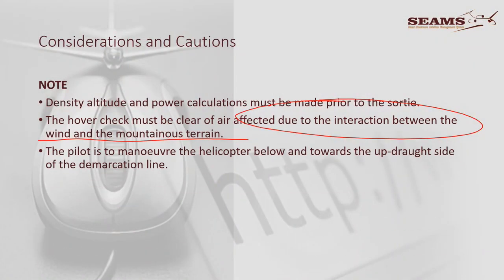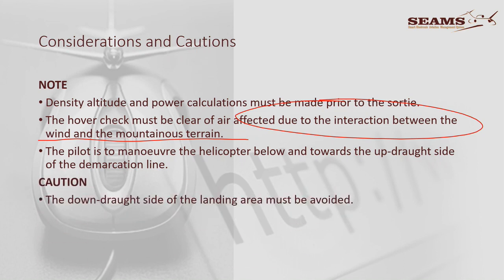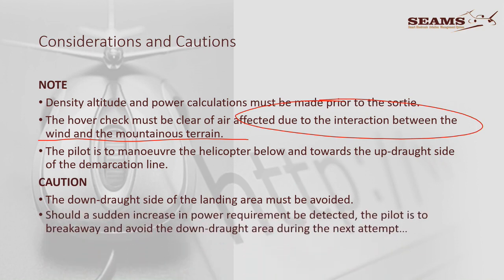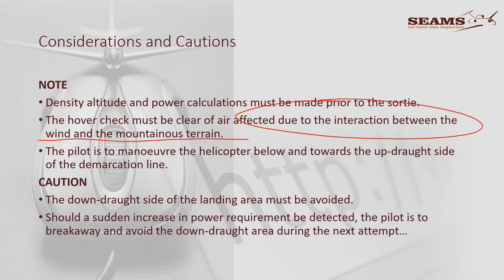The pilot is to maneuver the helicopter below and towards the updraft side of the demarcation line. Caution, the downdraft side of the landing area must be avoided. Should a sudden increase in power requirement be detected, the pilot is to break away and avoid the downdraft area.